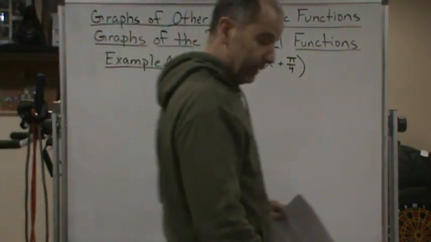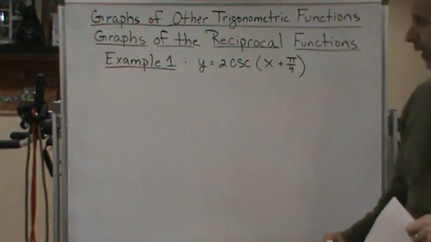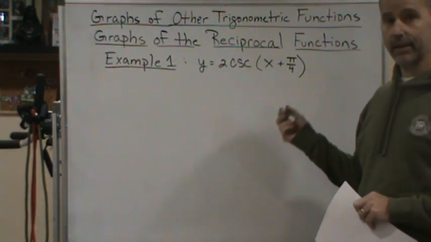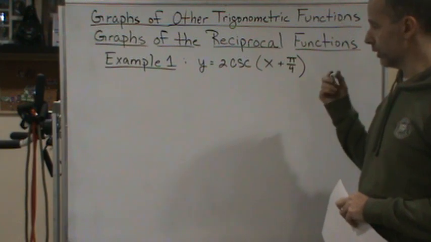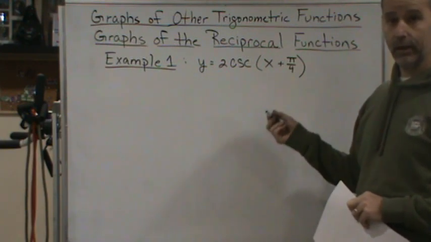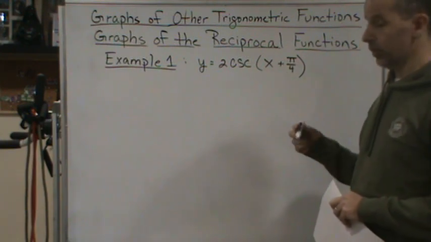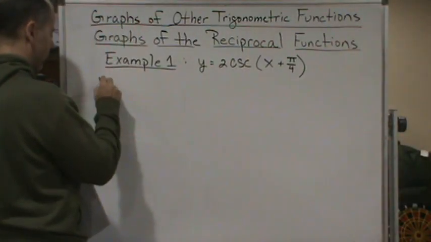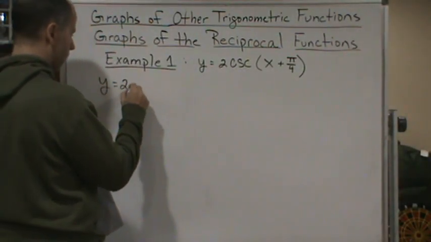All right, welcome back. So now what we're going to do is sketch this cosecant function. But like I said in the previous video, we're going to start by graphing the reciprocal function, which is sine. Okay, so let's start by graphing this.